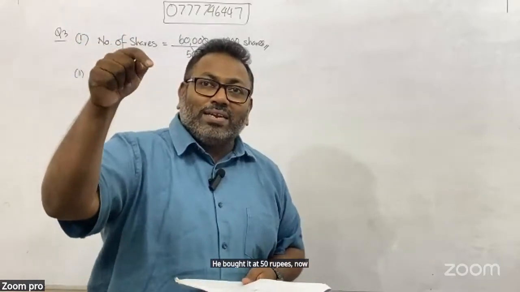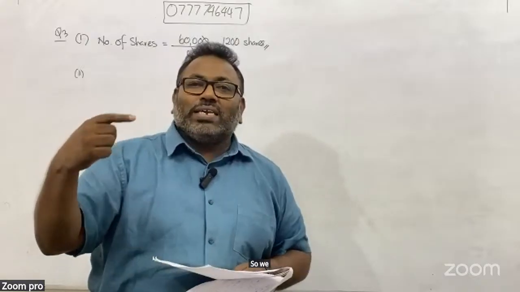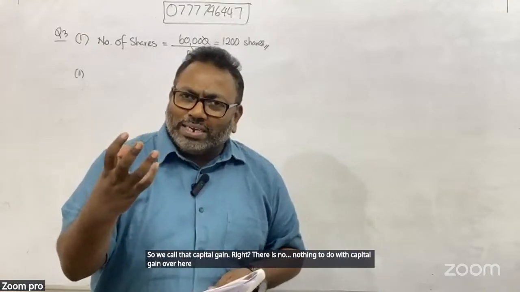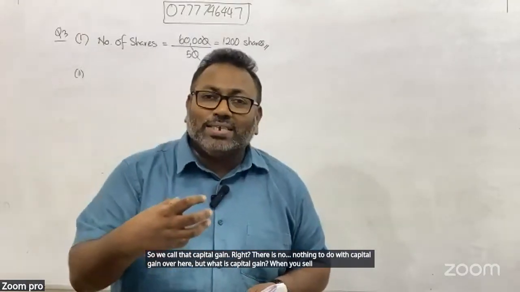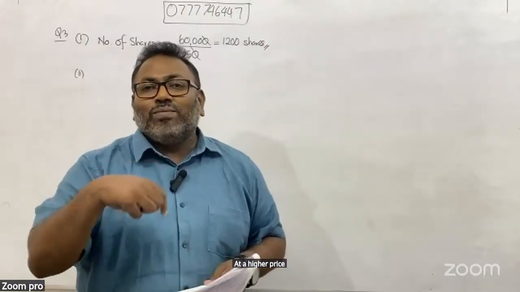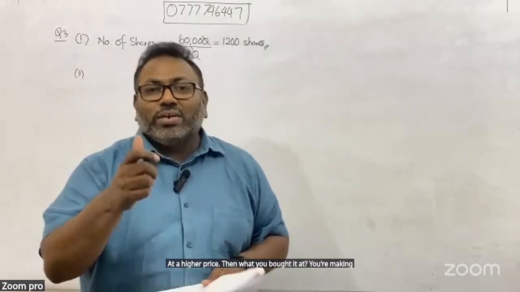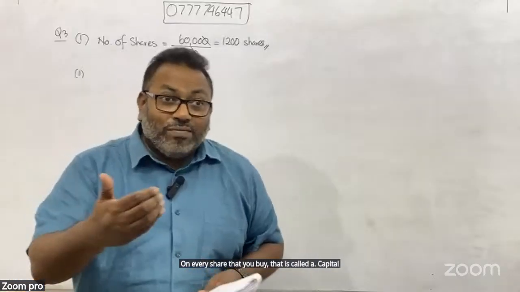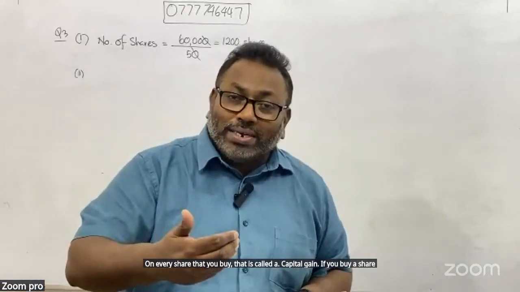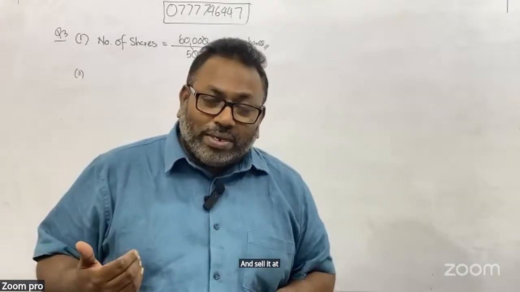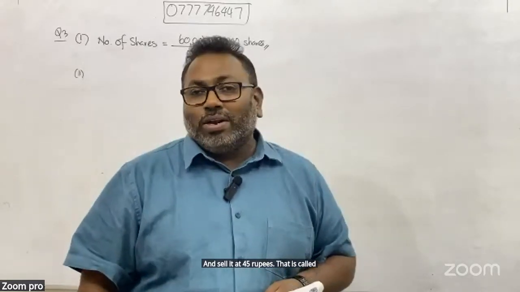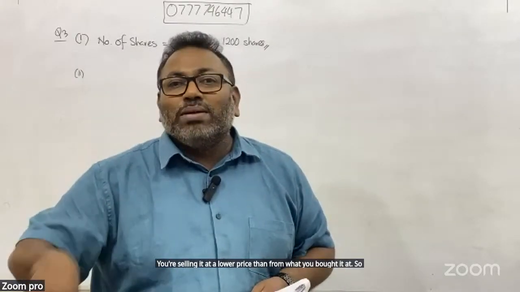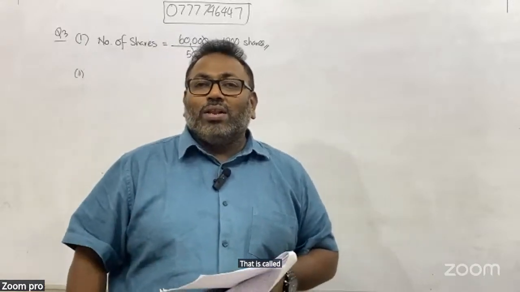Now he's selling it at 55. So we call that capital gain, right? There is nothing to do with capital gain over here. But what is capital gain? When you sell your shares at a higher price than what you bought it at, you're making a profit on every share. That is called a capital gain. If you buy a share at 50 rupees and sell it at 45 rupees, that is called a capital loss. Why? You're selling it at a lower price than what you bought it at. So you're losing money. That is called a capital loss.